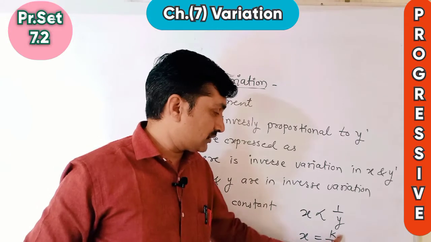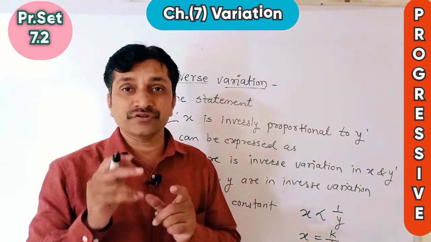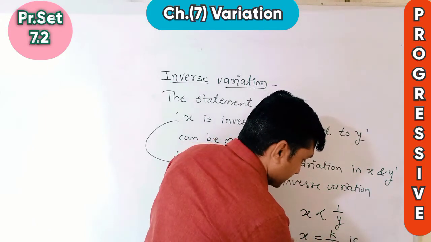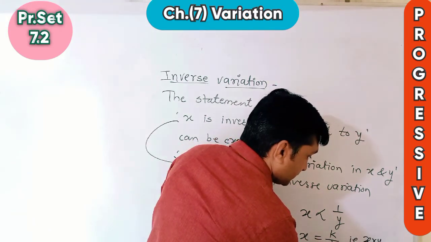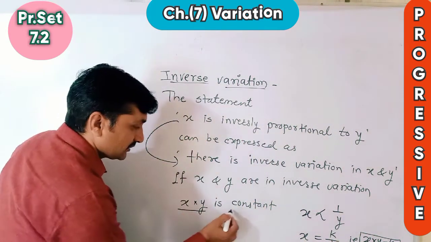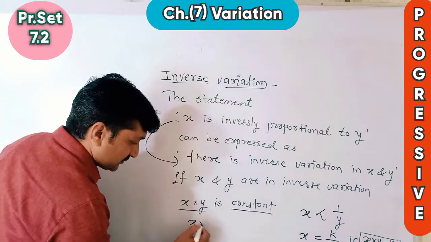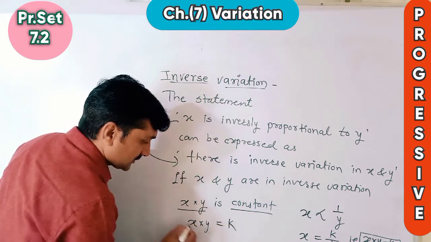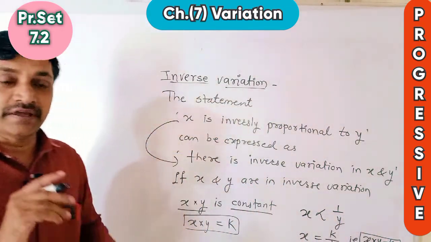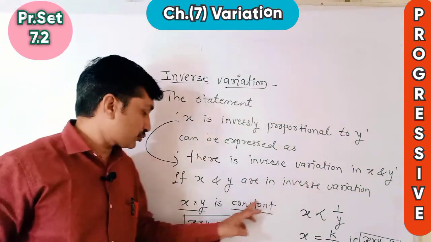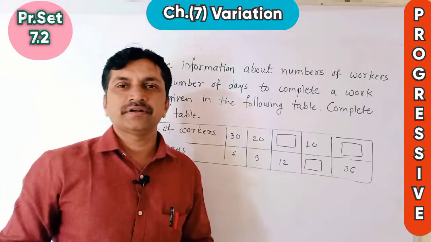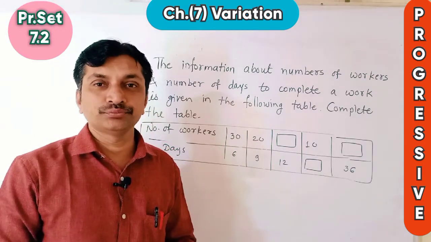x is equal to k upon y, and if you want constant of variation k value, then y will come here. That is, we can write x multiplied by y is equal to k, and therefore it is said x into y is constant, means x into y is equal to k. If x and y are in inverse proportion, then product of x and y is constant. Now let's start practice set 7.2.